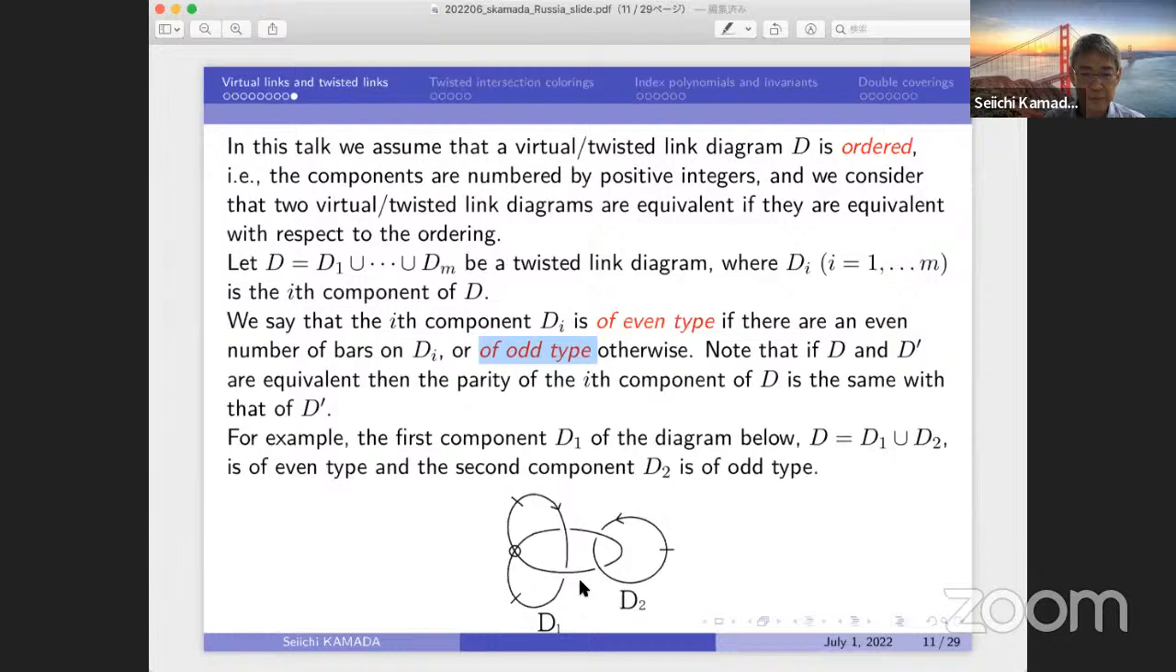So for example, this diagram consists of two components, D1 and D2. And there are two bars on D1. So D1 is a component of even type. But on D2, there is only one bar. So D2 is of odd type.